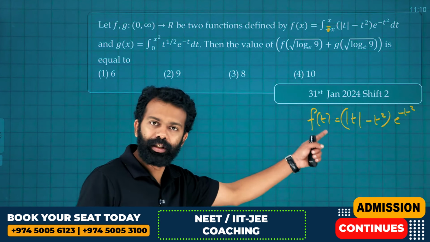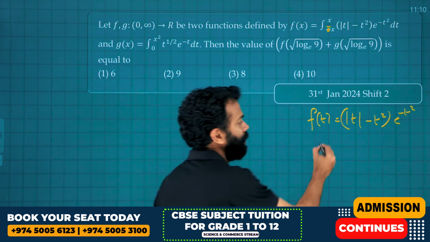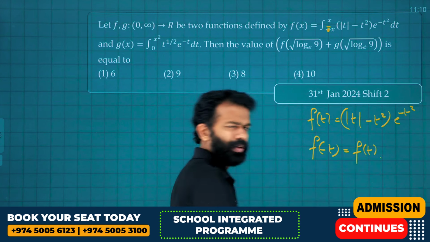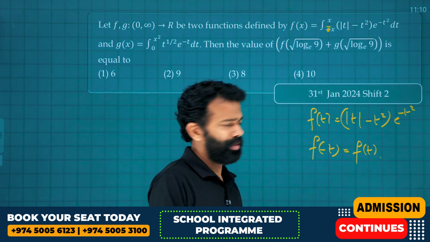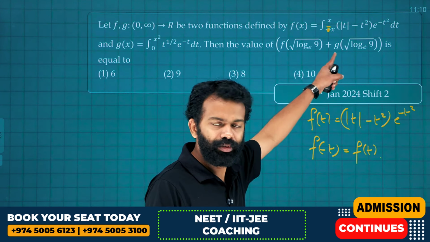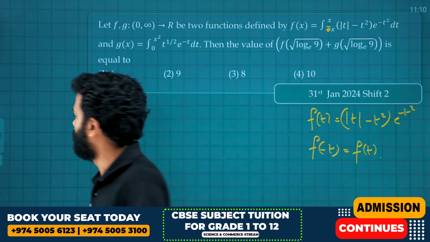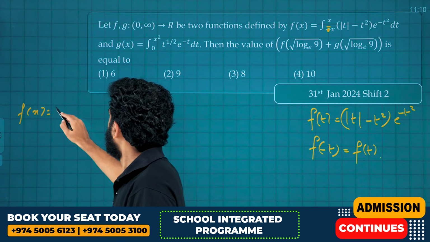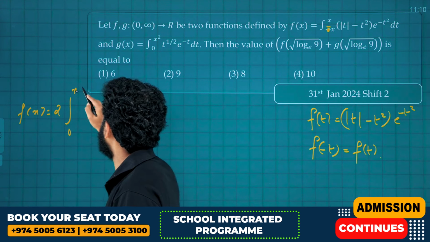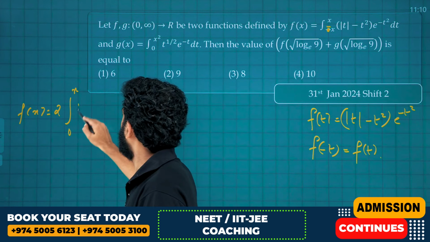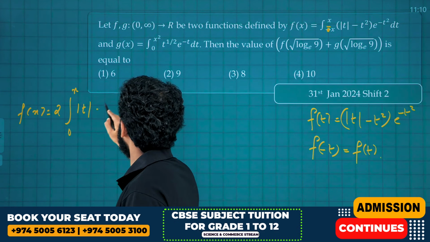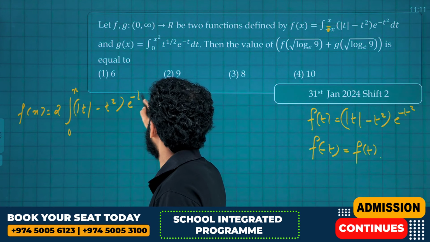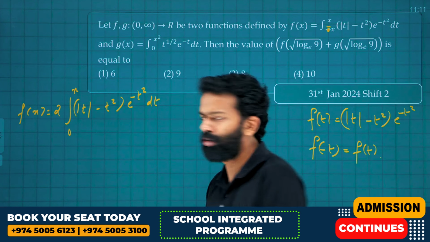What will be f of minus t? If you substitute f of minus t, you will get f of minus t is equal to f of t. Okay. Done. That's an even function. If it is an even function, we can formulate this, right? How? That is, f of x is equal to 2 times the integral from 0 to x of mod t minus t square into e raised to minus t square dt. It will be like this.